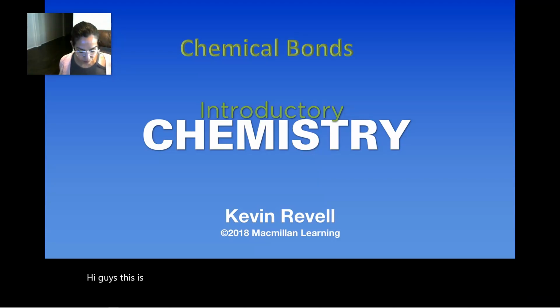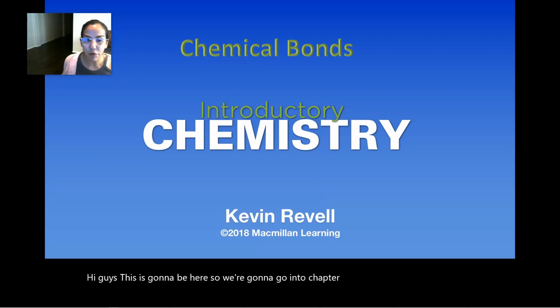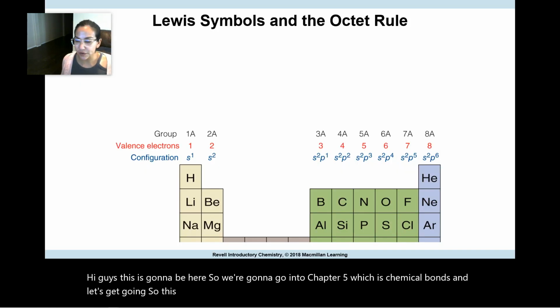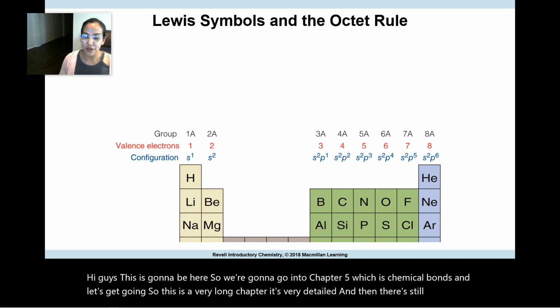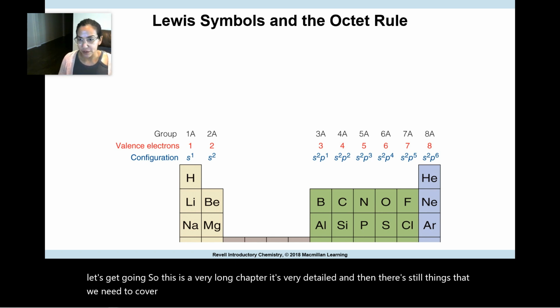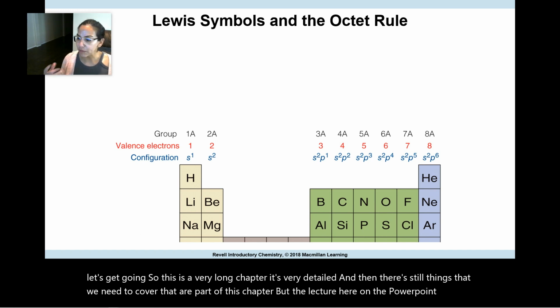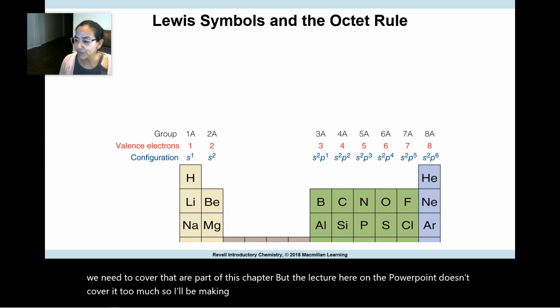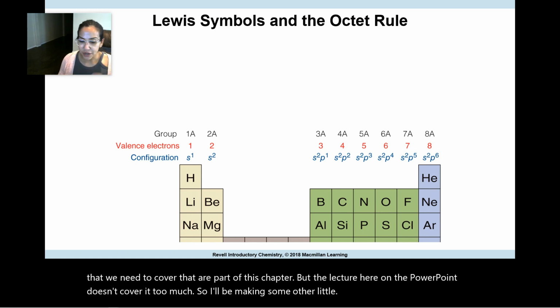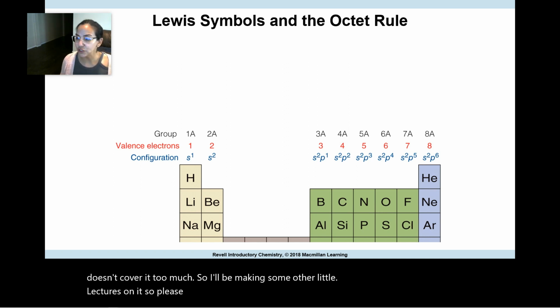So we're gonna go into chapter 5, which is chemical bonds, and let's get going. So this is a very long chapter. It's very detailed, and then there's still things that we need to cover that are part of this chapter. But the lecture here on the PowerPoint doesn't cover it too much. So I'll be making some other little lectures on it. So please make sure to watch them, showing you how to do certain things.